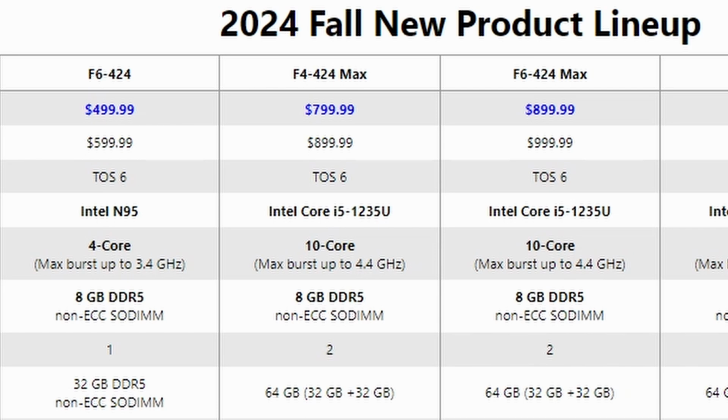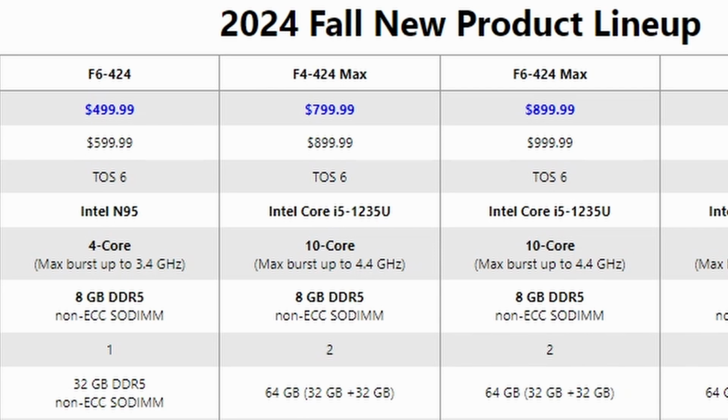I actually have one of those. I have the T6423, which is basically the same NAS but made of metal, and this is made of a little bit of hardened plastic. And it's very good, very good. Then you have the F4 424 max.